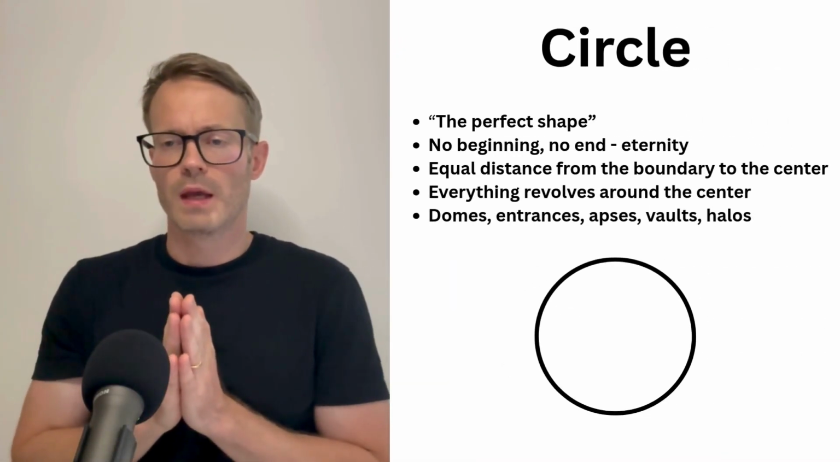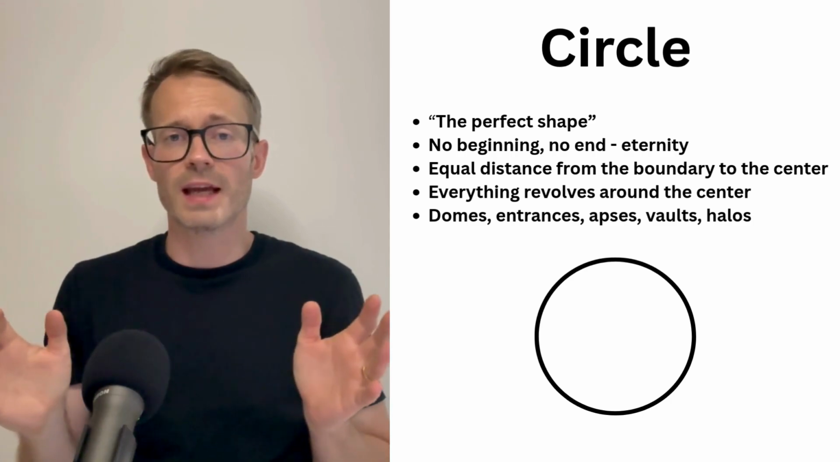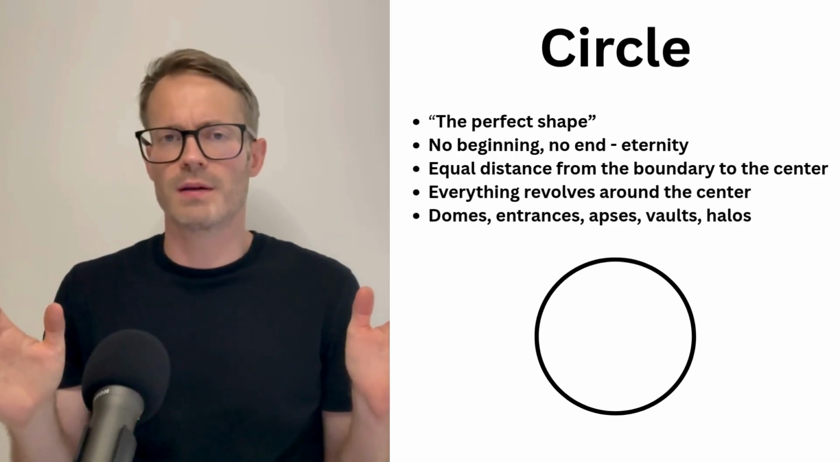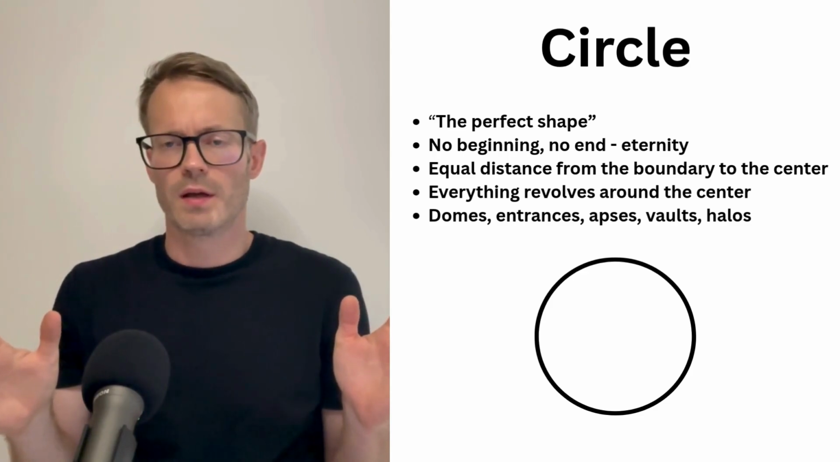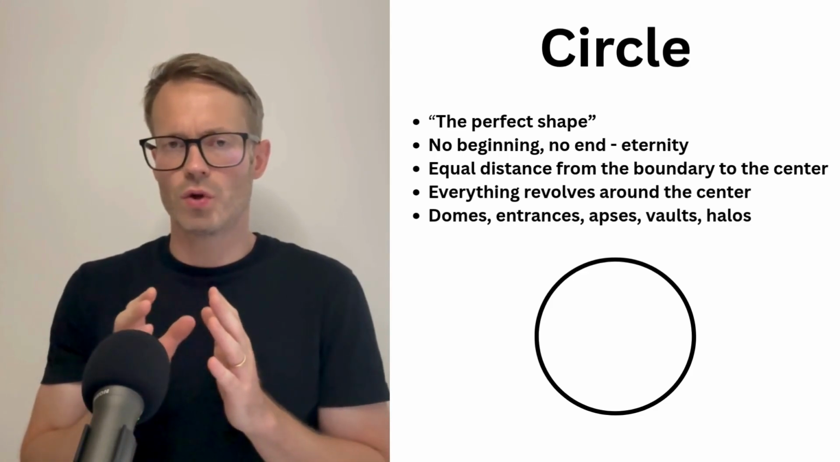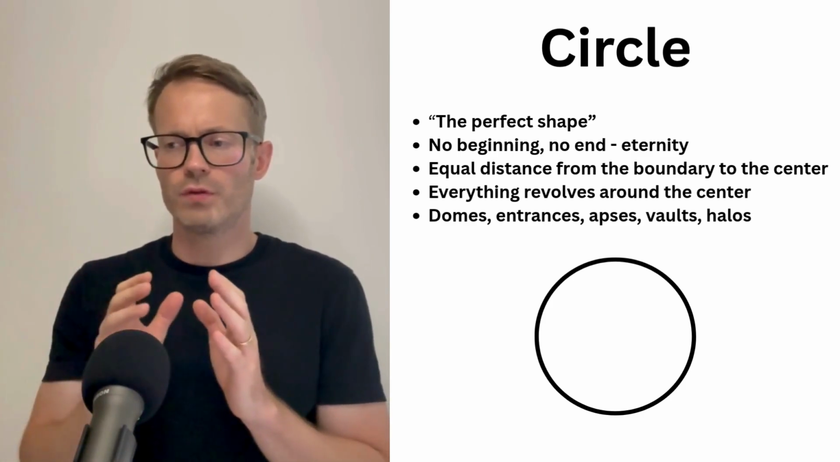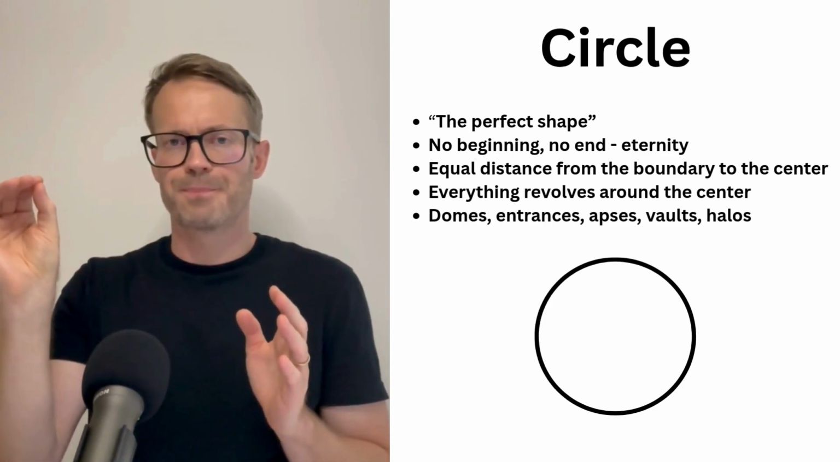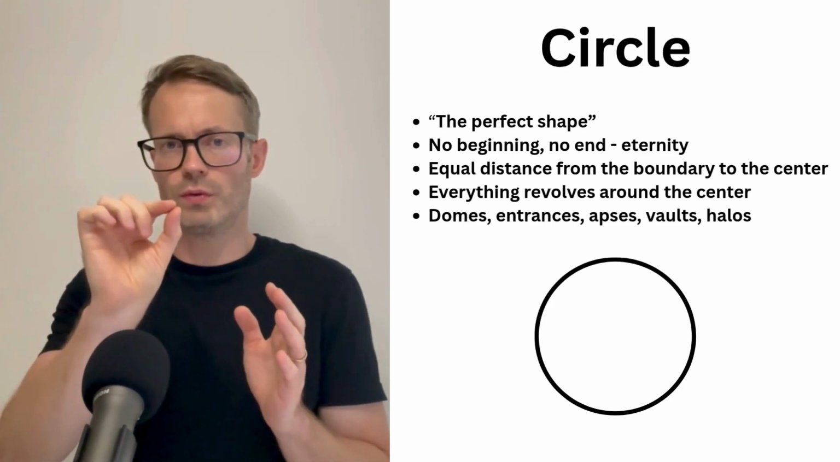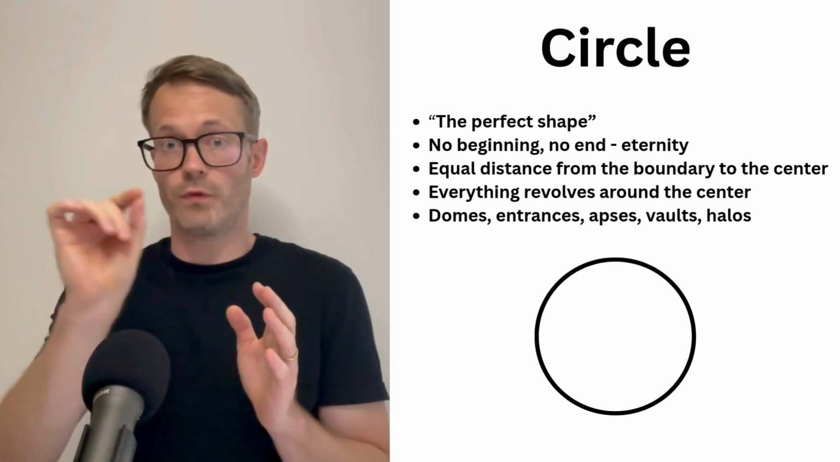The circle is the perfect shape. Even in ancient times, it was called the perfect shape. It's about eternity. It has no beginning, no end. And if you take any spot from the boundary, it has the same length to the center. And once you start looking at a circle, it also becomes obvious that the center is what keeps it going. Everything revolves around the center.